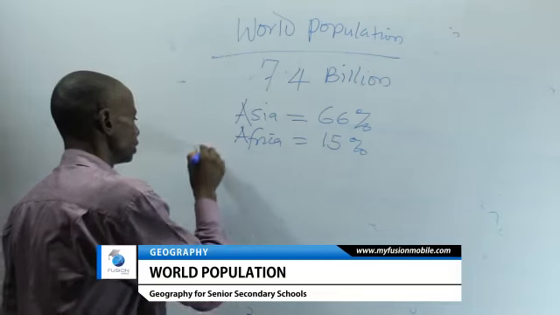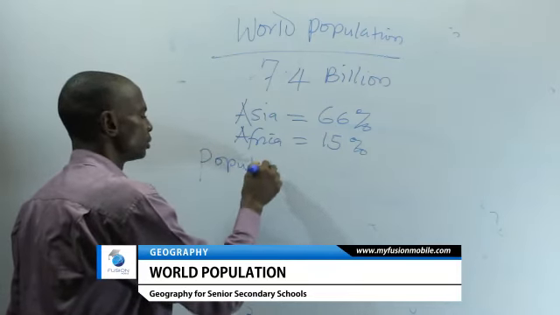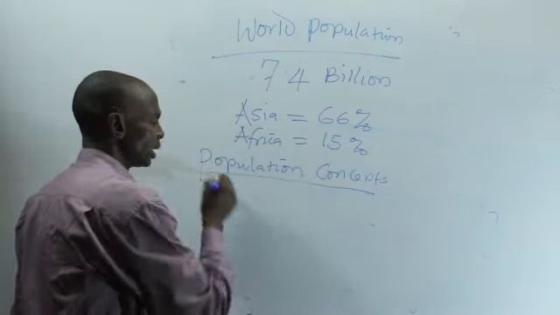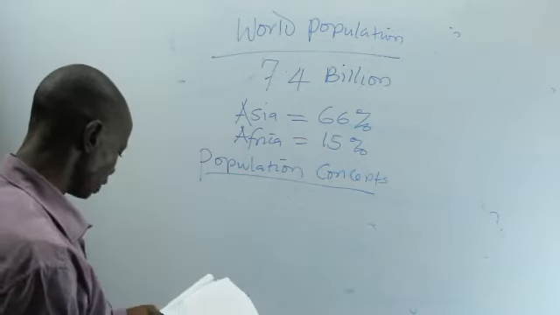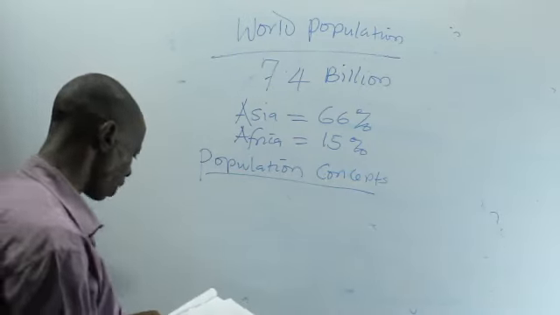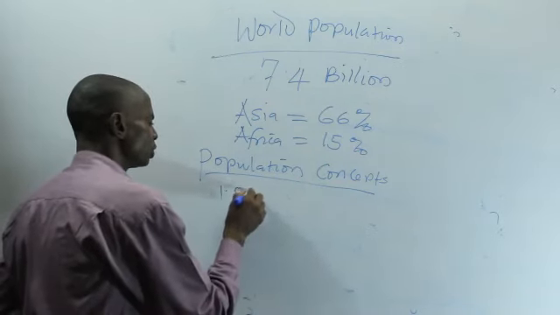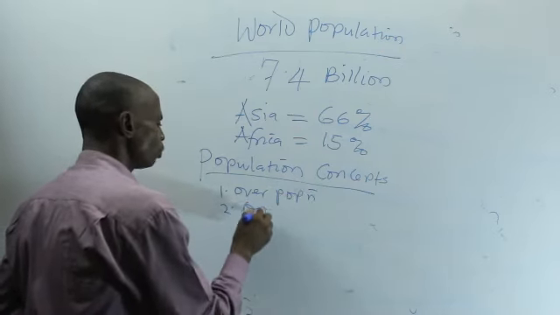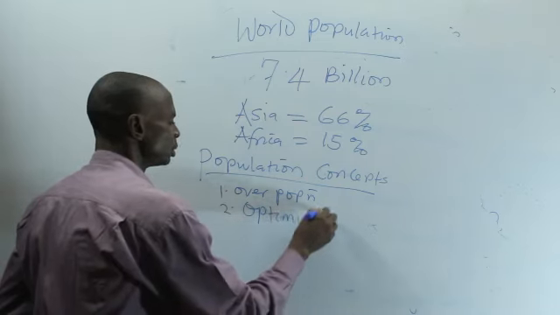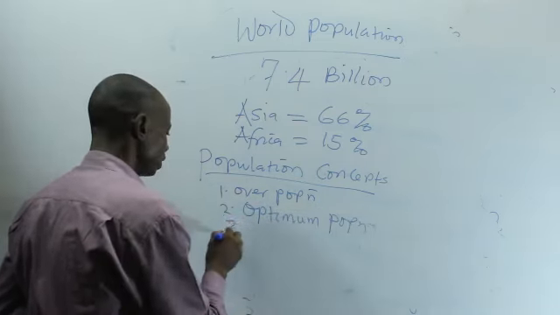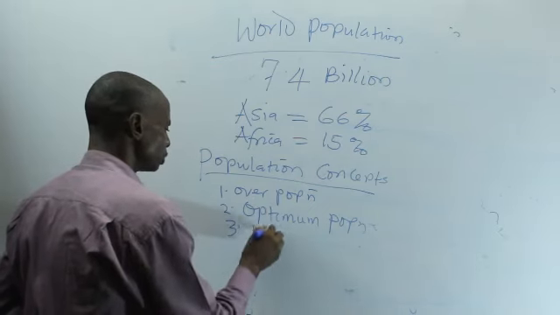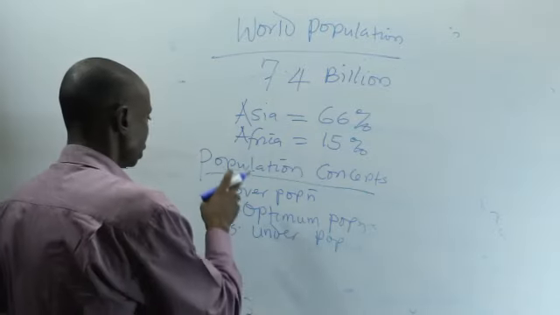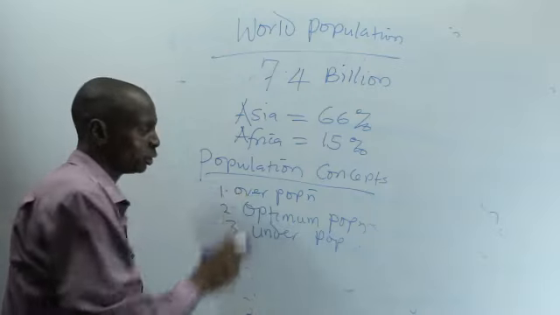Now, let's look at population concepts. Although we discussed them in our previous class, let's try to remind ourselves. When we are talking about population concepts, number 1, we are looking at overpopulation. Number 2, we are talking about optimum population. Number 3, we are talking about underpopulation. Now, let's look at these 3.